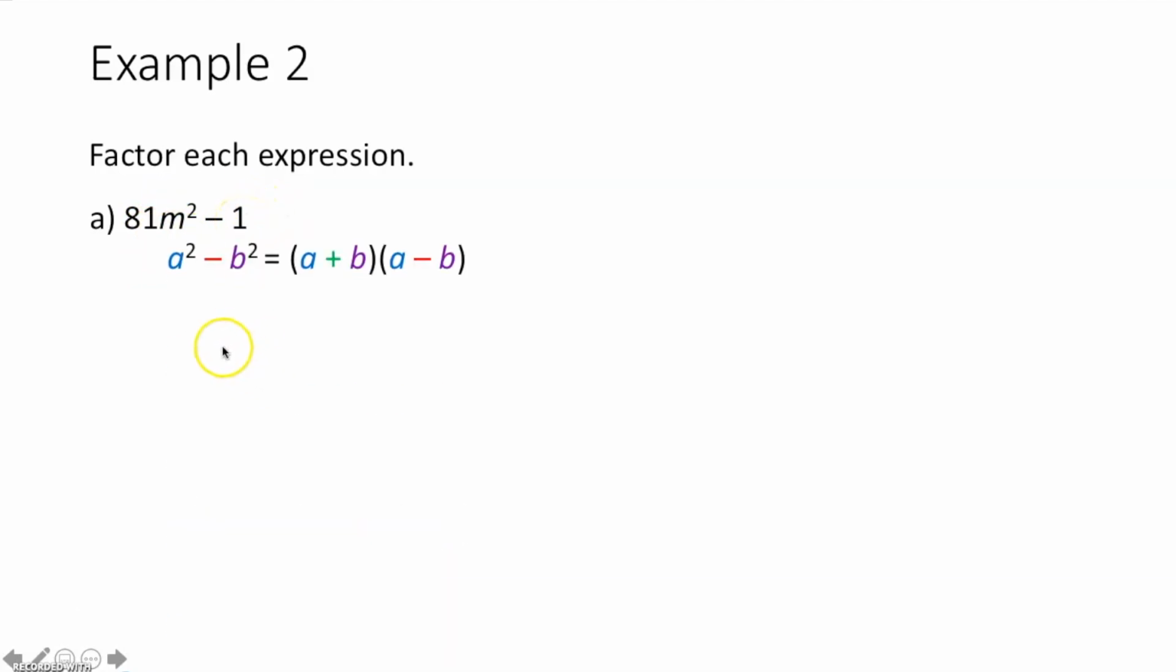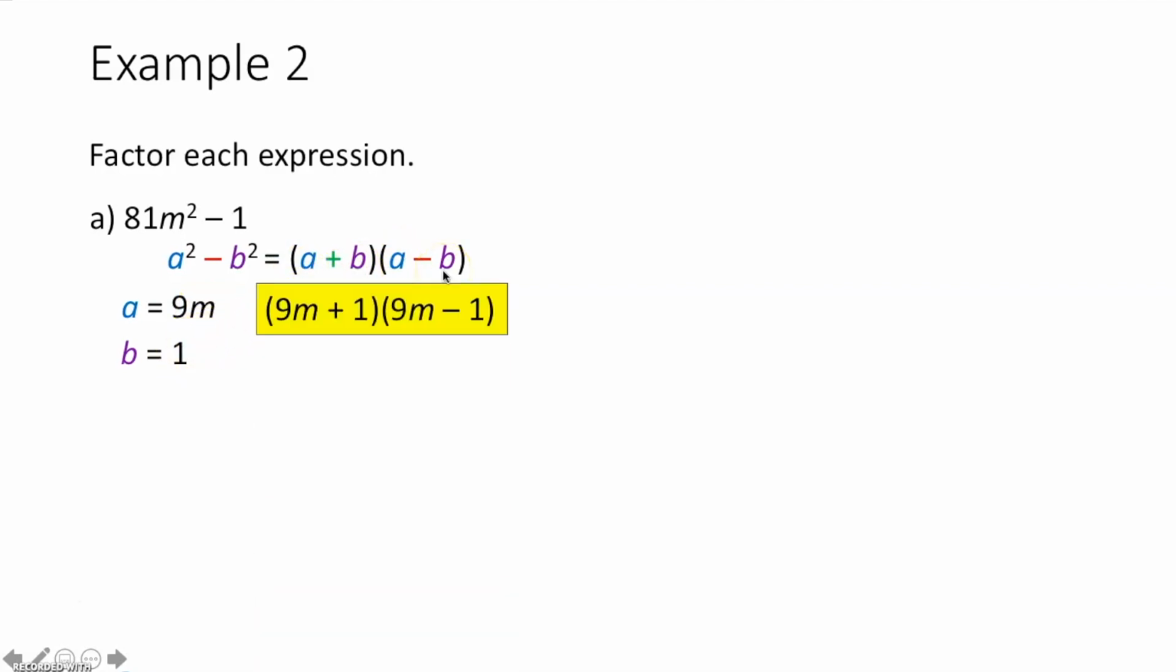So what's my a value? My a value, we just said the square root of 81m squared is going to be 9m. So that's your a. Your b is the square root of 1, which is 1. So we just plug in a 9m anywhere you see an a. So here and here. And a b, we're going to plug in 1 for. So here and here. Look how easy that was.